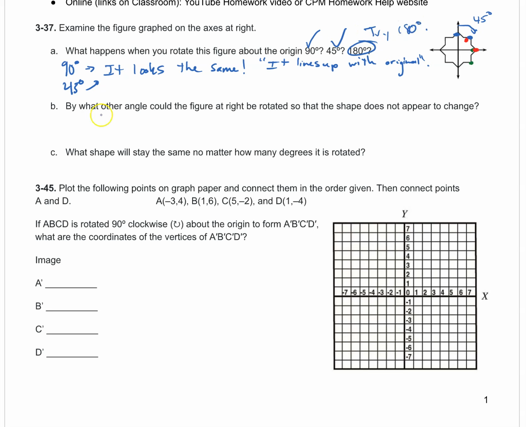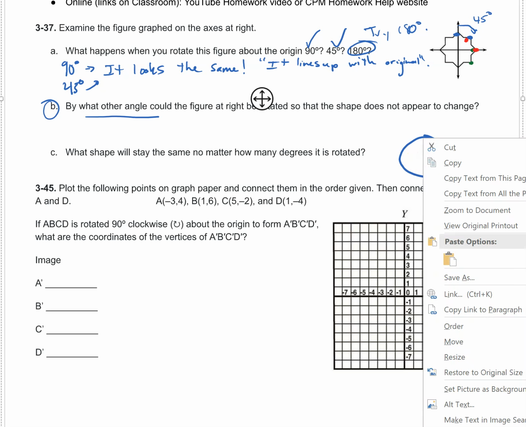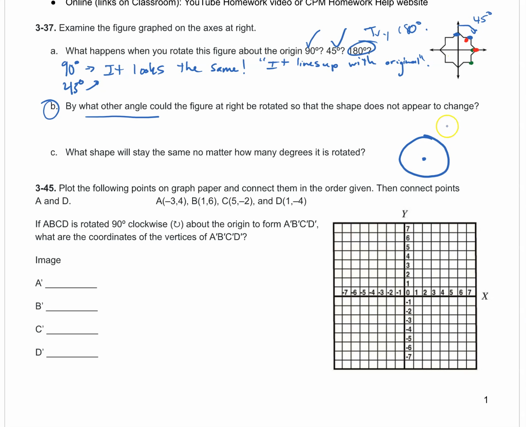Okay, and by what other angle? And what shape will stay the same no matter how many degrees it's rotated? So I'll let you answer B. Give me another angle that you can rotate it so it doesn't appear to change. Try a multiple of 90. And then how about C? What shape will stay the same no matter how many degrees it's rotated? And that's a circle. Because if you rotate a circle around the center, it's still a circle. It's still going to look the same. There's no pointy, jagged edges.